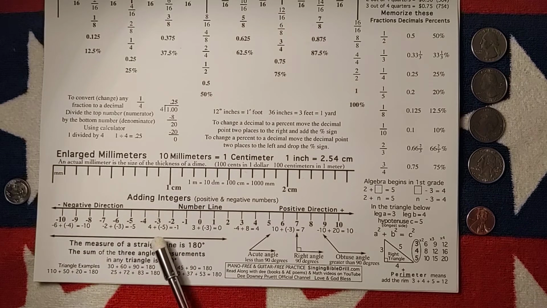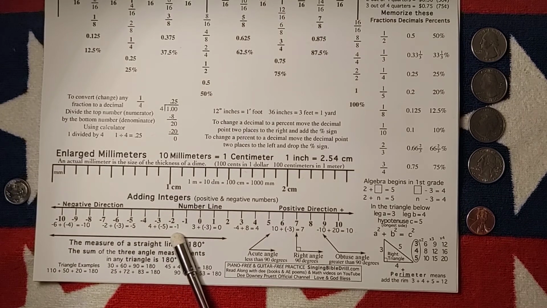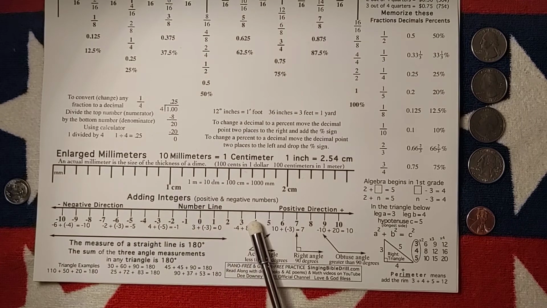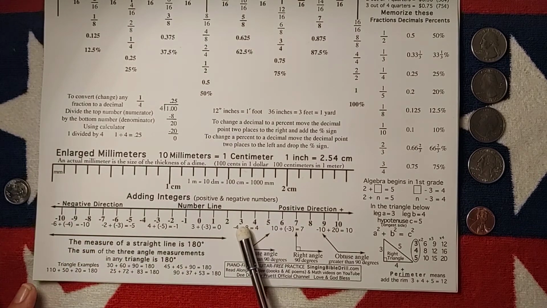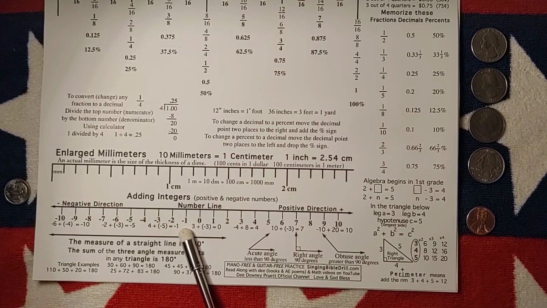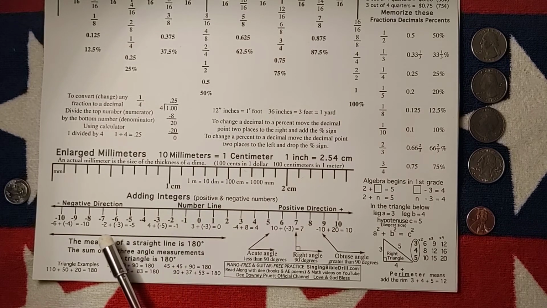Now let's start here. 4 plus negative 5 is equal to negative 1. So I'd go positive 4, 1, 2, 3, 4. 4 plus negative 5, go in the negative direction, 1, 2, 3, 4, 5 places, and that would be negative 1. 4 plus negative 5 is negative 1.